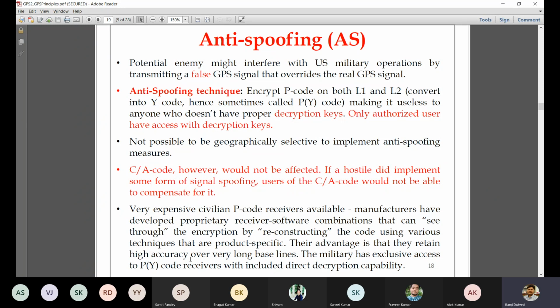So basic summary ये है that P code is nothing but encrypted with some W code to make it a Y code. It looks like a P code, but it is different from P code. Just to make sure that nobody can recreate the original P code if it is available in the public domain. Only authorized users who have receiver software combinations can see through the encryption by reconstructing the codes using various techniques. The military has exclusive access to PY code receivers, which include direct decryption capabilities.